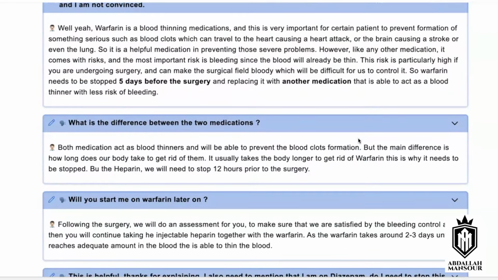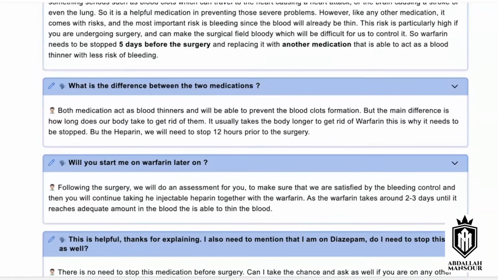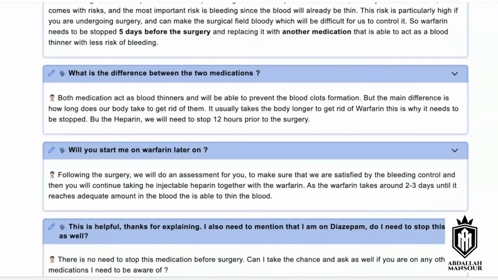Will you start me later on warfarin? Yes, by all means, you have to be on warfarin. Like I said, it's a crucial medication for patients with metallic valve replacement. So yes, you will have to be on it. We're going to start you as soon as you're able to eat and drink after the surgery, usually 2 to 3 days. You can mention the bridging here as well, because you will have to keep them on the low molecular weight heparin for 3 days until the warfarin bridging is done. Right, so you can mention it here.